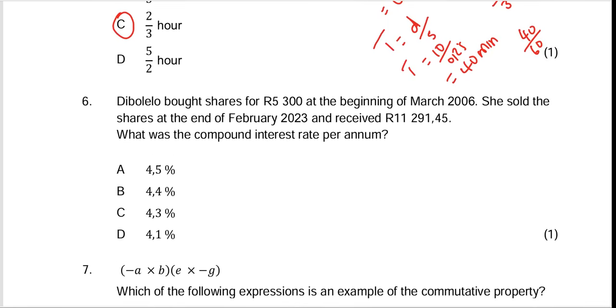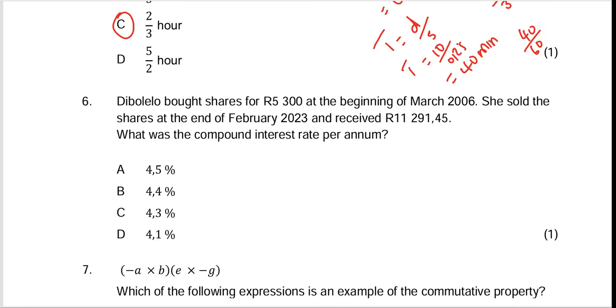Let's proceed to number 6. Divolelo bought shares for 5,300 at the beginning of March 2006. He sold shares at the end of February 2023 and received 11,291.45. What was the compound interest rate per annum?